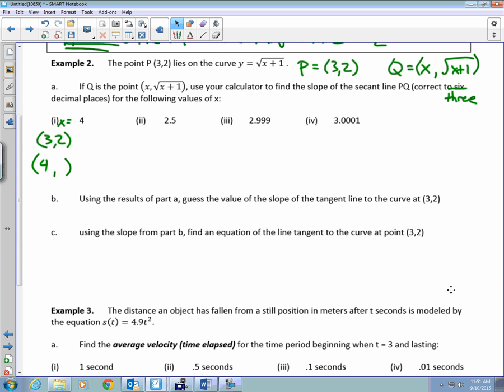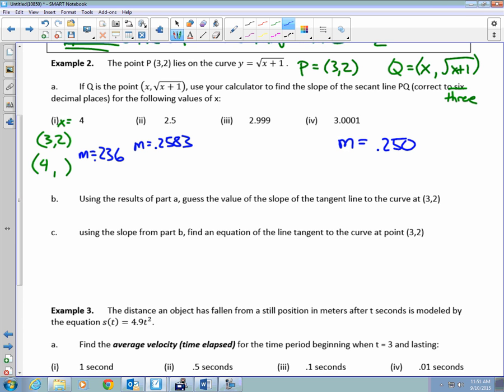Okay, let's come together. We'll do one of these together as well. What did you get for 4? What did you get for slope? 0.236. And 2.5 people, what did you get, Miss Hannah? Okay, how about the 3.0001 people? 0.2 what? Okay, so we'll try the 2.999.